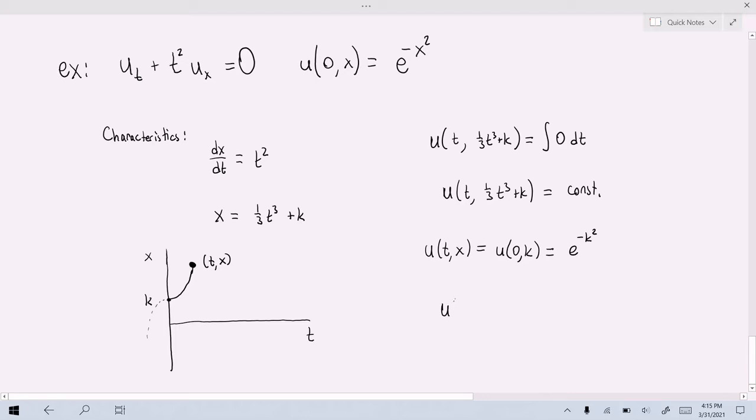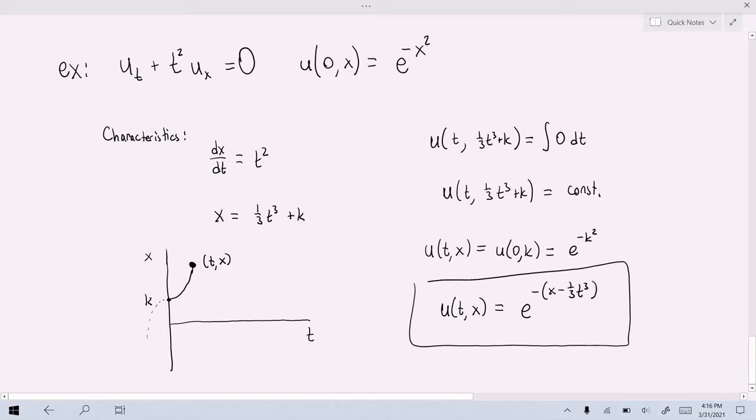And from the characteristic equation that we have here, we can say that k would have been equal to x minus 1/3 t cubed. So I'm going to plug that in for k to get my solution in terms of t and x. So this would be the solution to the initial value problem.